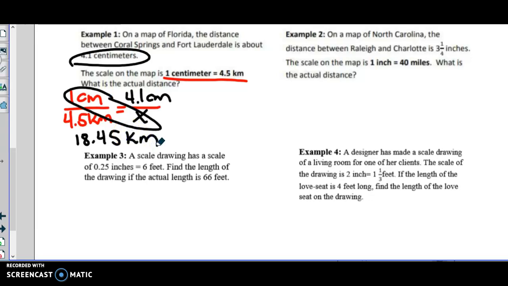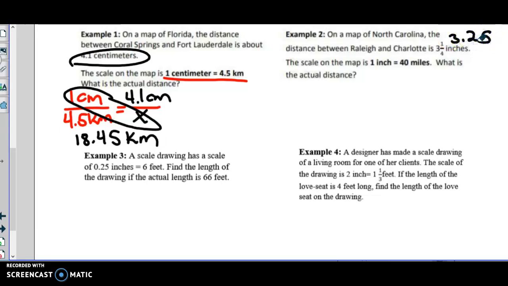Let's try example 2. On a map of North Carolina, the distance between Raleigh and Charlotte is 3 1/4 inches. The scale on the map is 1 inch equals 40 miles. What is the actual distance? So I can approach this problem a few different ways. I have a mixed number. I can either make it an improper fraction or I can make it a decimal. I'm going to go with decimal. 3 1/4, a quarter is 25 cents, so that's just like saying 3.25.